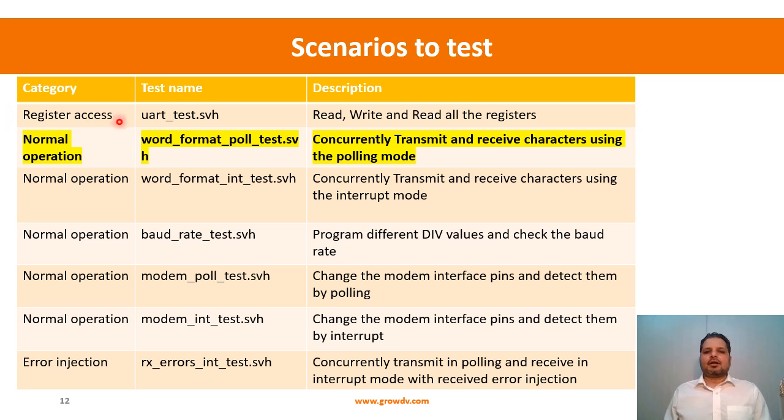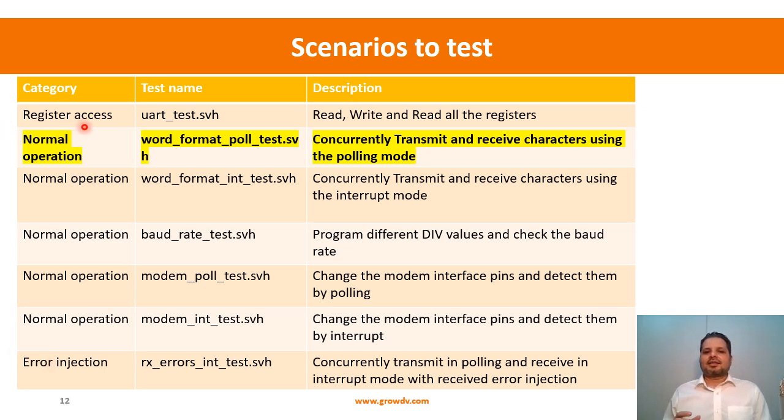Typically in any such IPs, you will have 3 to 4 categories of tests. You'll have register access tests, normal operation tests, error injection tests, and typically a low power test. Remember that these 4 categories will generally be present in most IPs. And why I'm emphasizing it is that given any IP, if somebody were to ask you to create a test plan, you need to think in terms of these 4 major categories: some tests for register access, some for normal operation, some for error injection, and some for low power.